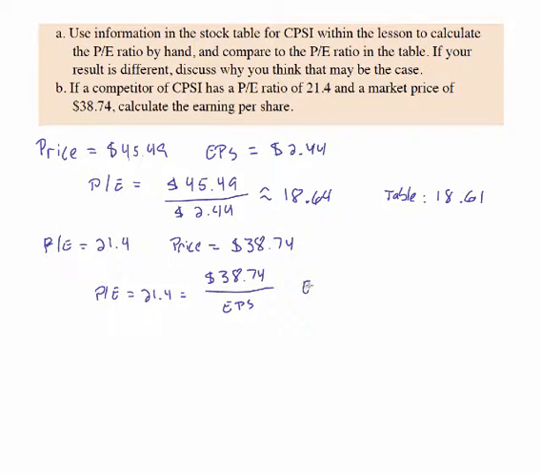First, multiply both sides by the earnings per share to get it out of the denominator. Then divide both sides by 21.4 in order to isolate the earnings per share, which is what we're looking for. And we find that the earnings per share is $38.74 divided by 21.4, which rounded to the nearest cent is $1.81.